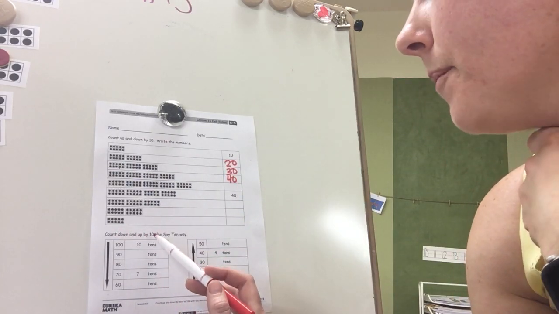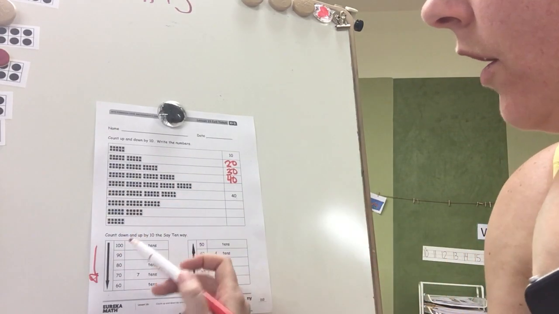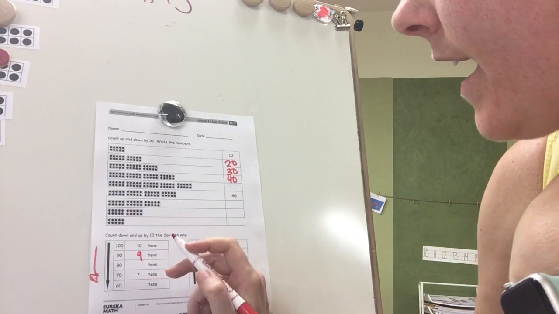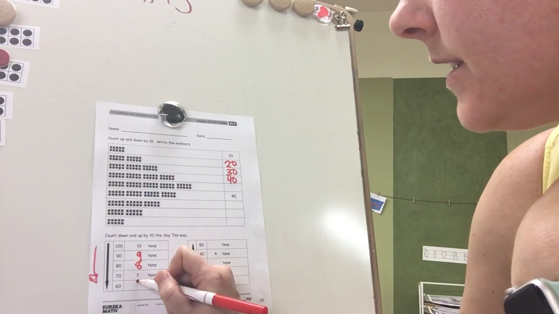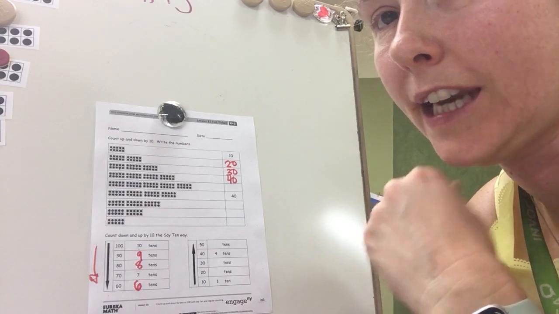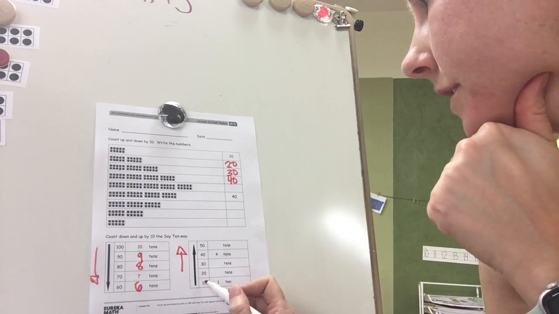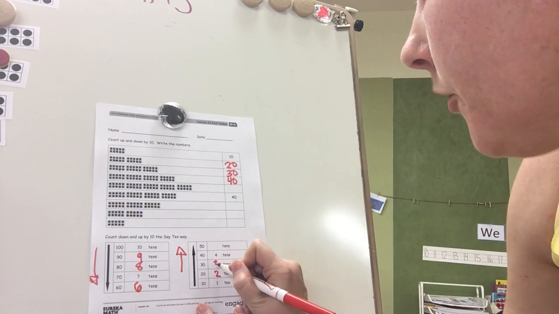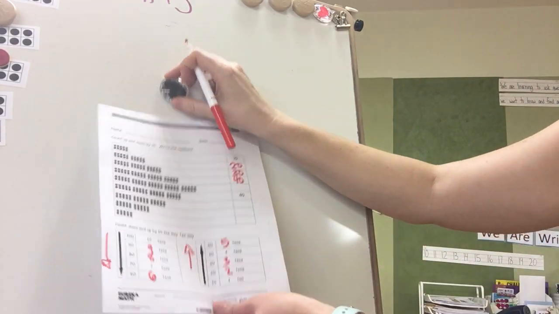Now count down and up the Say Ten way. You can see this arrow is pointing down, so you count down there. 100 is 10 tens, 90 is 9 tens, 80 is 8 tens, 70 is 7 tens, 60 is 6 tens. That was counting down, just like how we helped the puppy count down the stairs to get to his treat. Now this side is counting up. 10, 1 ten, 20, 2 tens, 30, 3 tens, 40, 4 tens, 50, 5 tens.